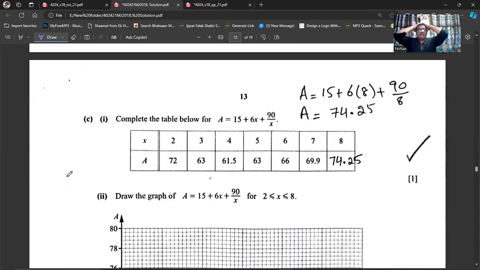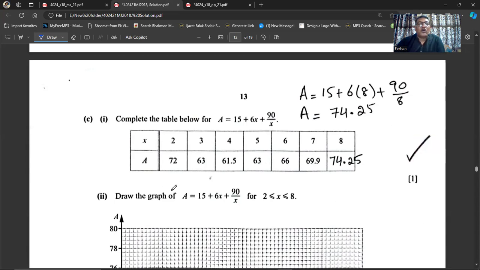Here we have to complete the table below. When x is 8, in this equation, in place of x, I will substitute 8. So you will have 15 plus 6 into 8 plus 90 by 8. And that will be 74.25. So here I will write 74.25.